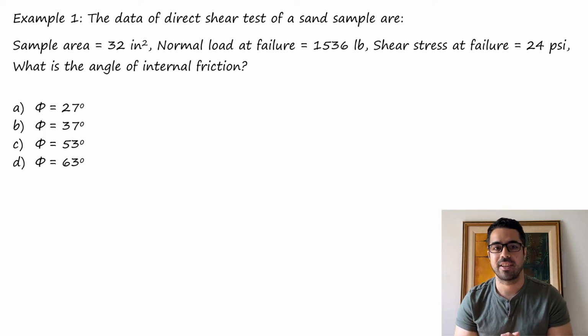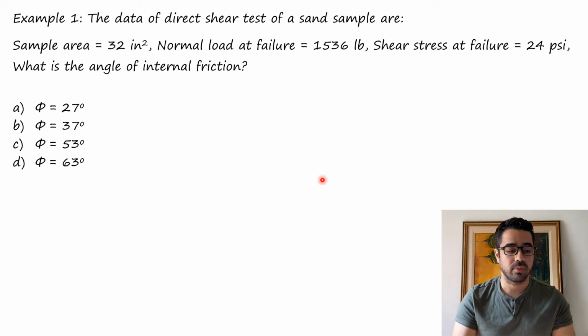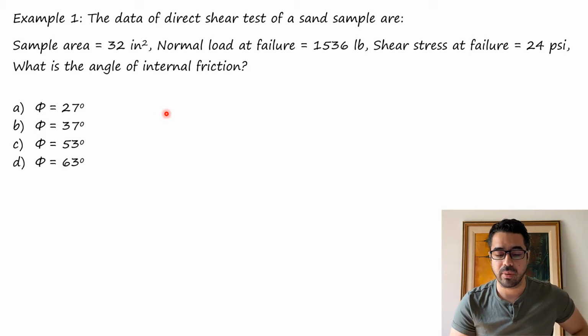So let's get started. As you can see, example one, we have a direct shear test of sand. That's very important. Keyword. Sample area is given as 32 inches squared. Normal load at failure is 1536 pounds. Shear stress at failure is 24 psi. What is the angle of internal friction?